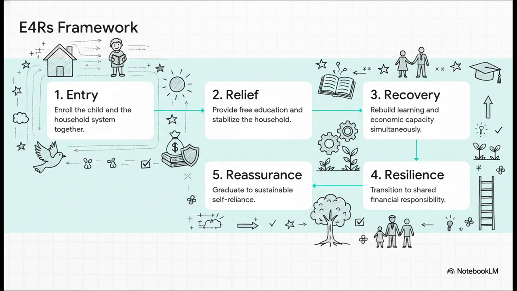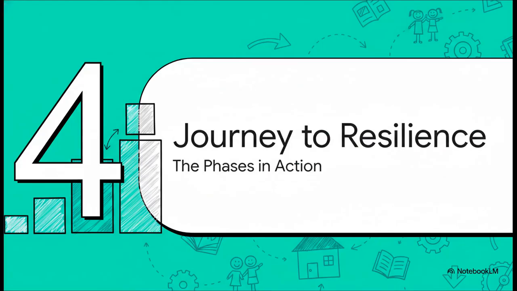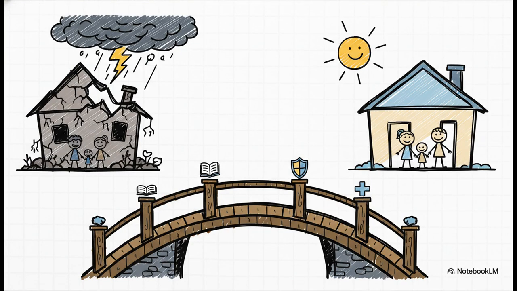Now, what's really fascinating here is how each of these phases logically and intentionally builds on the one before it. It's not just a random list of services. Right at the beginning, during entry and relief, the goal is super simple: stabilization. HuSA provides completely free education and immediate support, and this removes those crushing survival pressures. The need for a kid to work, the constant stress of where the next meal is coming from, that just blocks a child's ability to even begin to learn. It's a critical stabilization bridge, not a permanent handout.